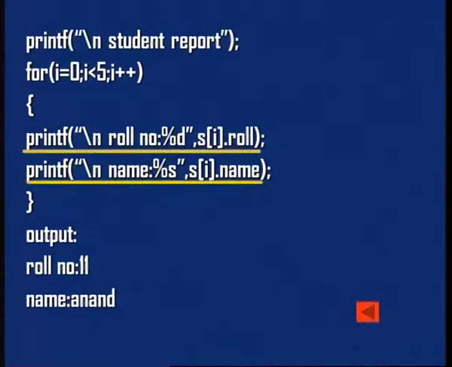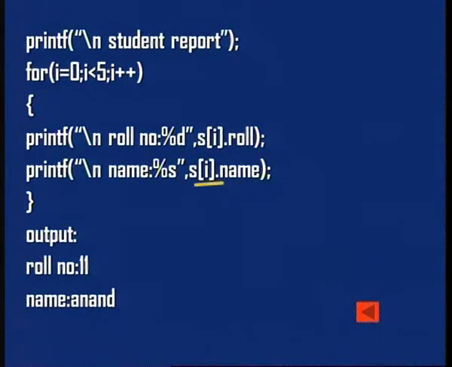Here the difference is not much. If it was not an array, we would just give S dot roll or S dot name. Because this is an array, we have to mention this extra information of the index, S of I. Instead of using this for loop, you can simply give S of 0 dot roll, S of 0 dot name, S of 1 dot roll, S of 1 dot name. That is okay when we have just 2 or 3 or 4 values. But when you are using it in complex applications where you have around 100 values, it is always better to go in for a for loop, because it will keep getting incremented and it will keep printing the values as such.